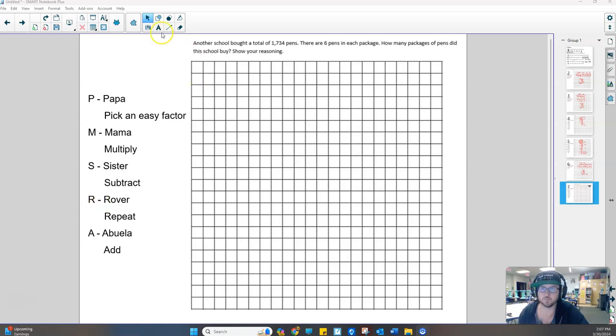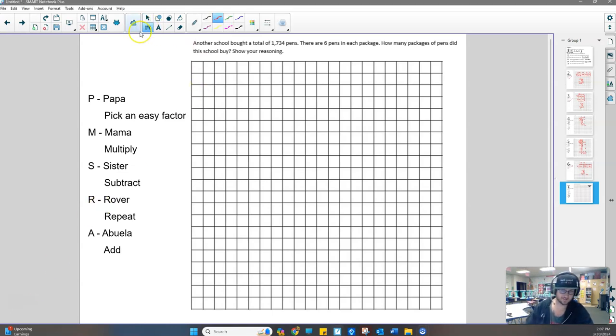Hey, this is problem 7 for our Unit 6 test. We'll notice it's another word problem here. Going back off of that last problem with Lynn and his school, there is another school that bought a total of 1,734 pens. There are still 6 pens in each package. How many packages of pens did this school buy?